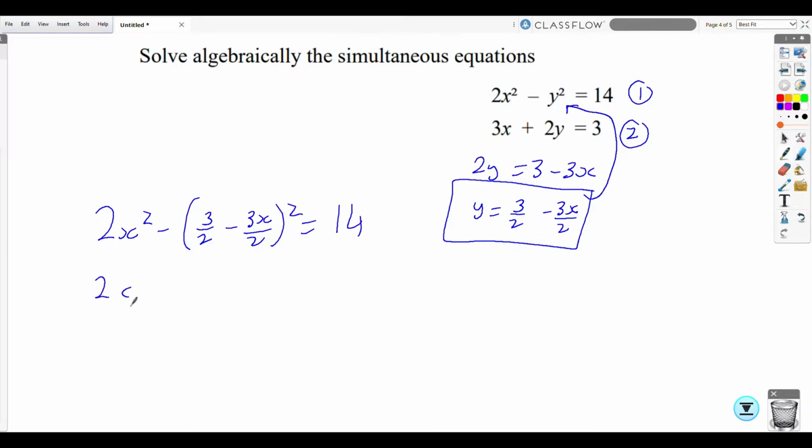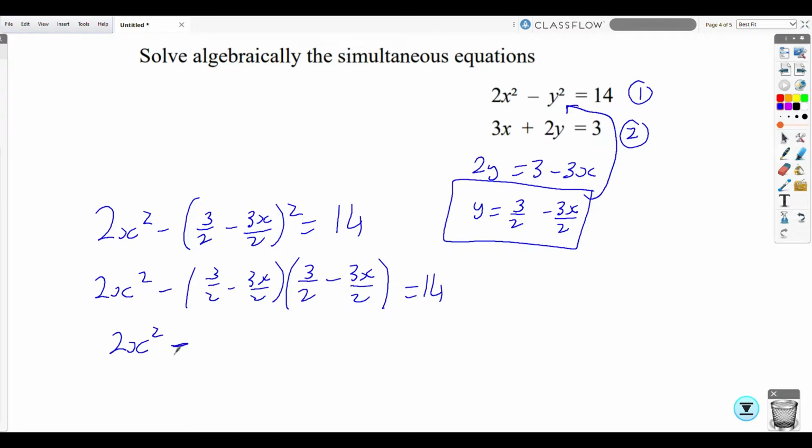Now for this case, let's write it as a double bracket to make sure we're not making any mistakes. So you want to leave everything inside the negative because you want to deal with the minus at the end. 3 over 2 times 3 over 2 is 9 over 4. Then 3 over 2 times minus 3 over 2 is minus 9x over 4. Then you have another minus 9x over 4. Then you have a plus 9x squared over 4, all equal to 14.